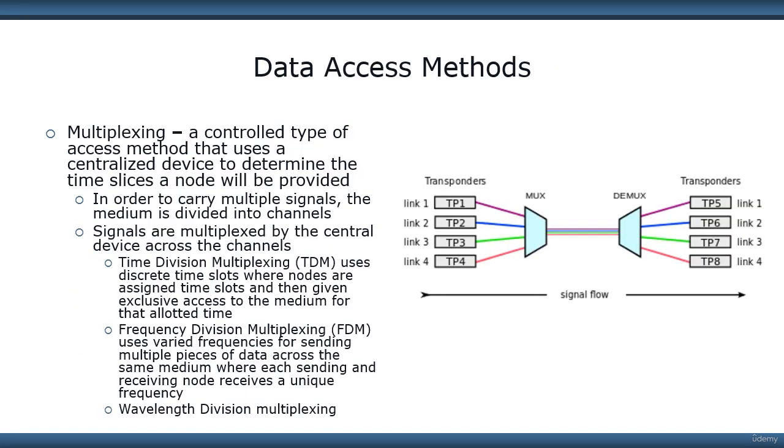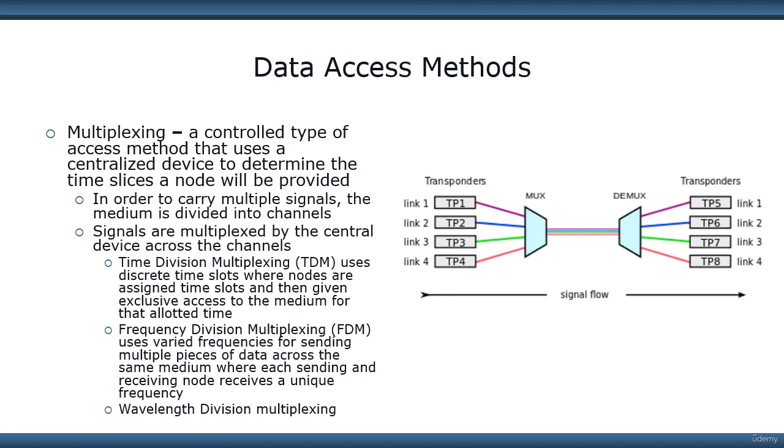All right, let's talk about data access methods. One concept we need to understand is multiplexing. This is a controlled type of access method that uses a centralized device to determine the time slices that a node will be provided. This is typically done on WAN, wide area network links. We don't see this a lot internally. The signals are multiplexed by that central device across channels, and it uses one of typically three methods.